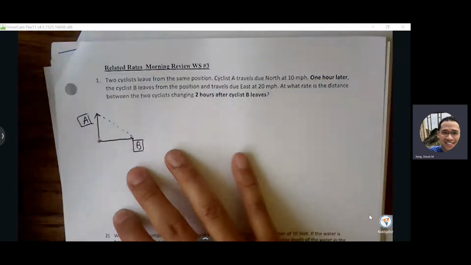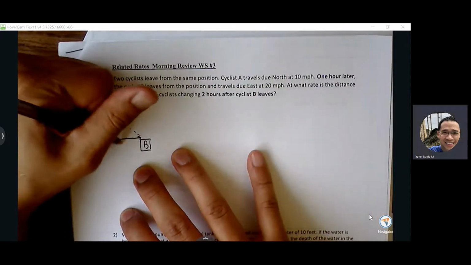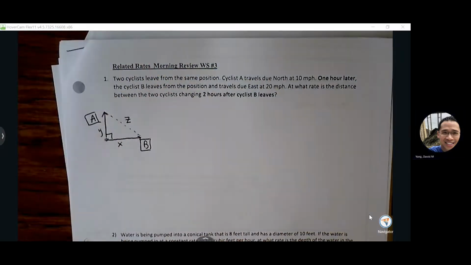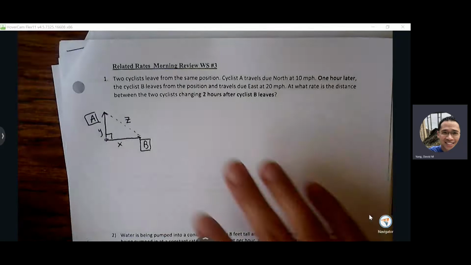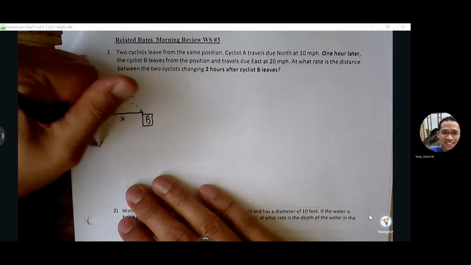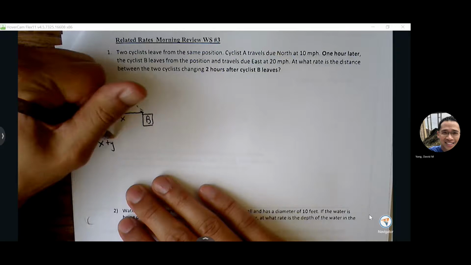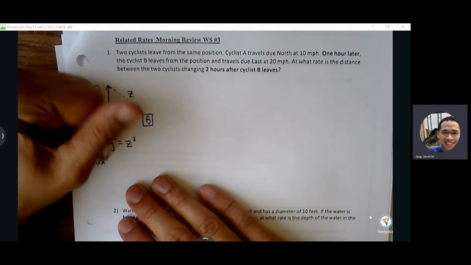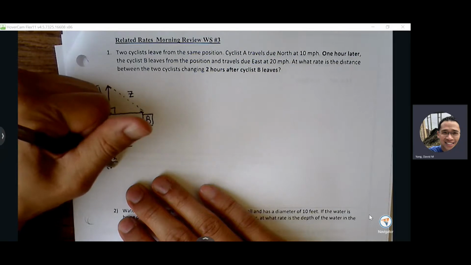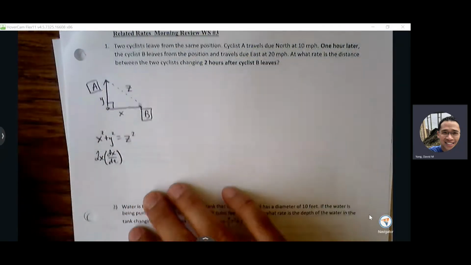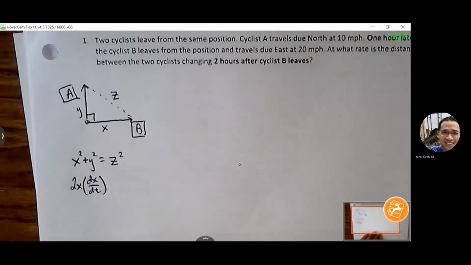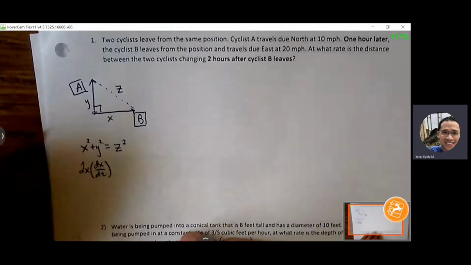Pythagorean theorem problem, we see a right triangle. Okay, let's just get all the calculus out of the way. The Pythagorean theorem. Derivative. Remember, time is the independent variable here, so every variable is getting impacted by t.